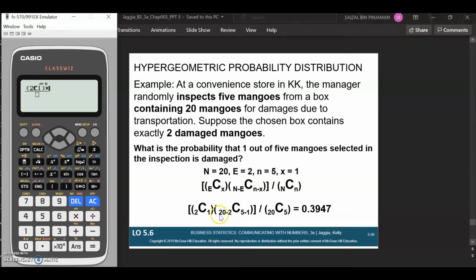numerator, which is 20 minus 2, which is equal to 18. So 18, shift division again. Here we have 5 minus 1. So the number of trials or the number of samples minus the number of success based on the sample. So 5 minus 1 is equal to 4. So we close the bracket and then we move to the denominator. Here we have 20C5. 20 is referring to the number of population, while 5 is referring to the number of trials or the number of samples that we have. So 20 shift division 5.